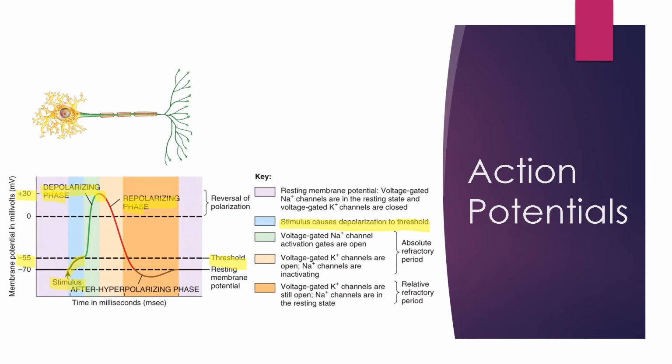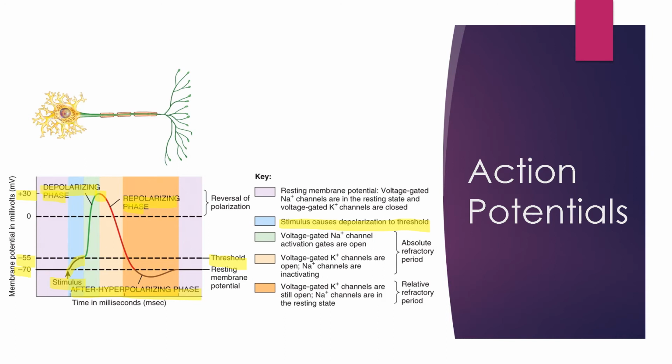And then following the repolarizing phase, there's also an after-hyperpolarizing phase. This is where the membrane potential temporarily becomes more negative than the resting level of negative 70. Now we're going to go over each of these steps, but this is just the overview of what happens during an action potential. This figure here really is a great one that shows what ion channels are open during each phase of an action potential.